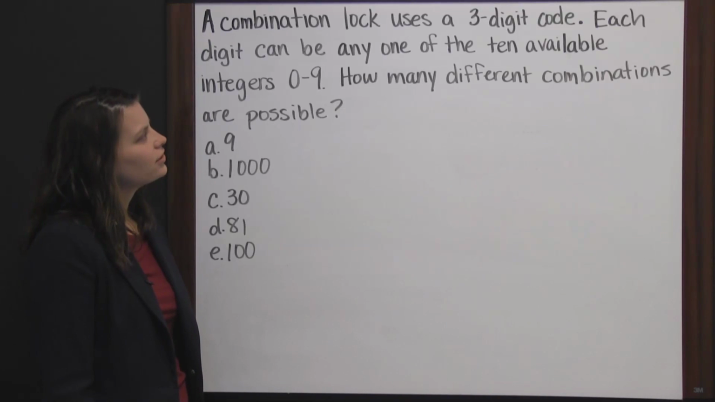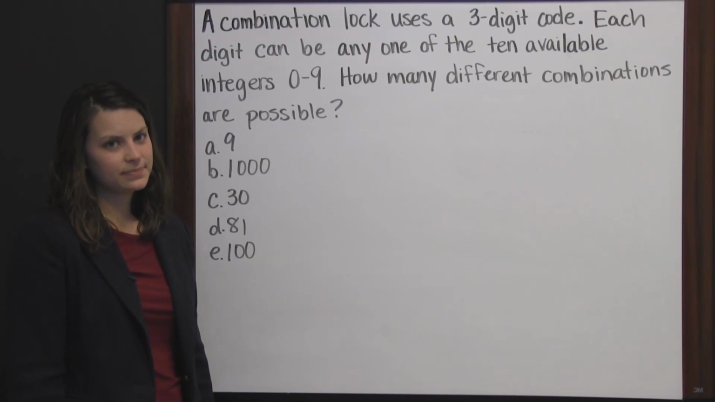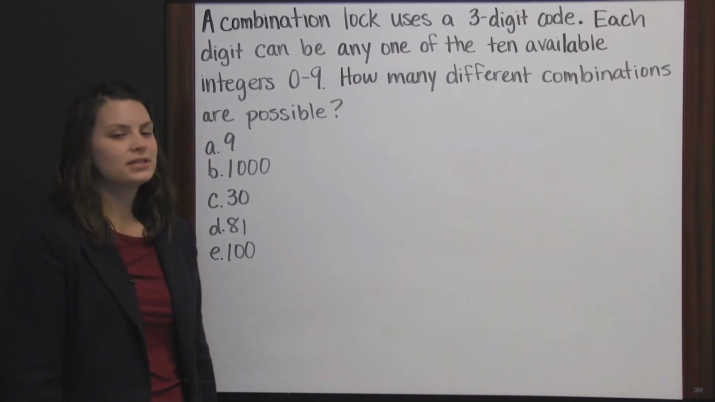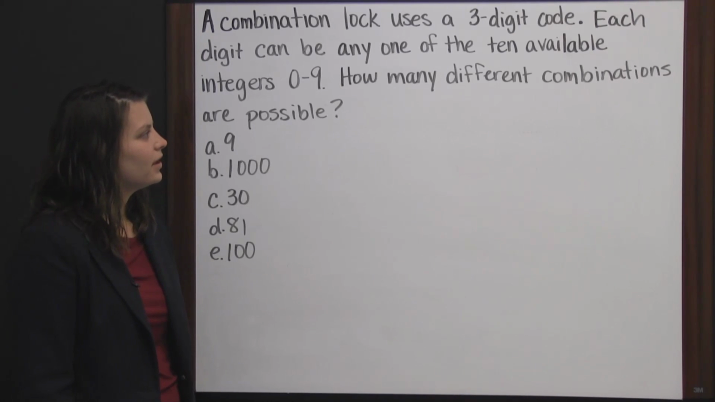A combination lock uses a 3-digit code. Each digit can be any of the 10 available integers 0 through 9. How many different combinations are possible?